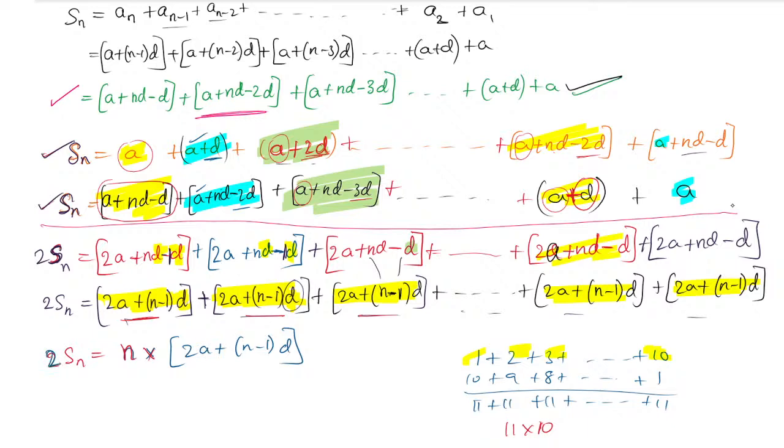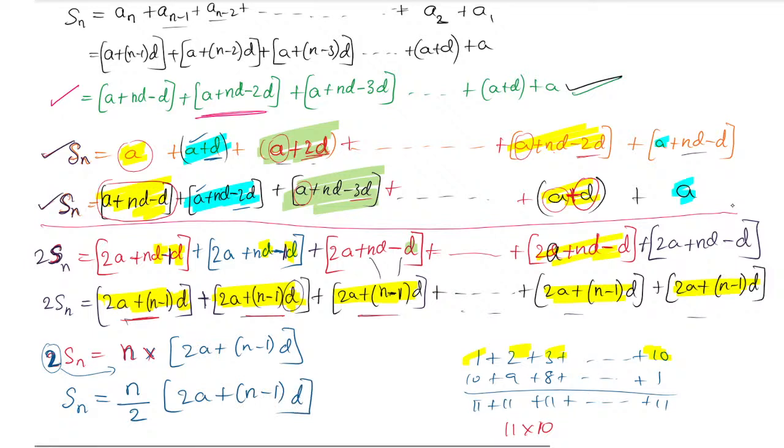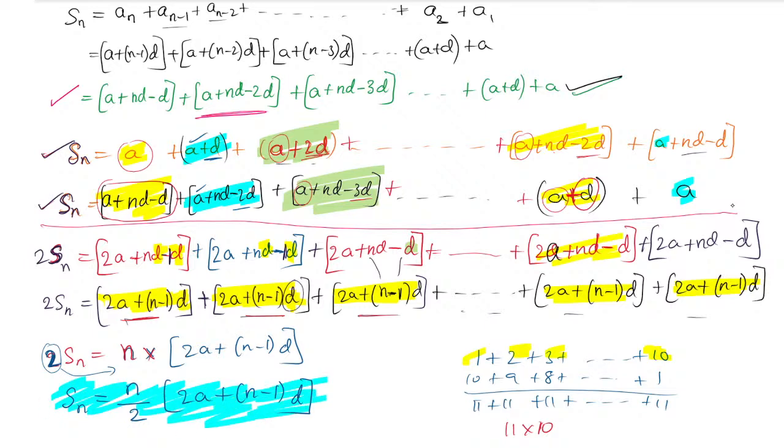Yes, the last one we can do here. These 2 we have, I can take to the other side. So Sn is equal to n, this 2 will go down, so n by 2 into 2a plus n minus 1 into d. And this is the derivation, this is the formula to find Sn, the sum of the first n terms. This is the formula, how you have derived it. Like this you can find the derivation of the Sn formula.